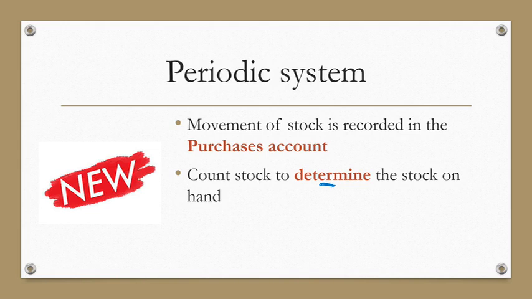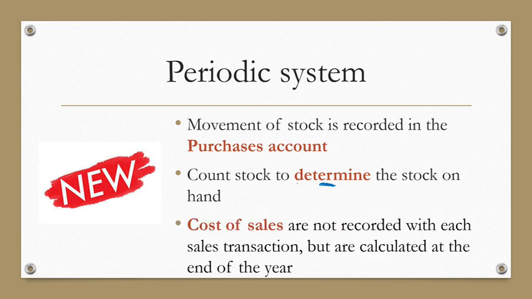So that is to count, and then the last difference, the cost of sales is now not recorded with each sales transaction, but we calculate that at the end of the year. Like I've shown you on the previous slide, in the CRJ and in the DJ and in the debtors allowance journal, we will now not have a cost of sales column because we don't record the cost price of what we sell with each sales transaction. It will only be done at the end of the year.